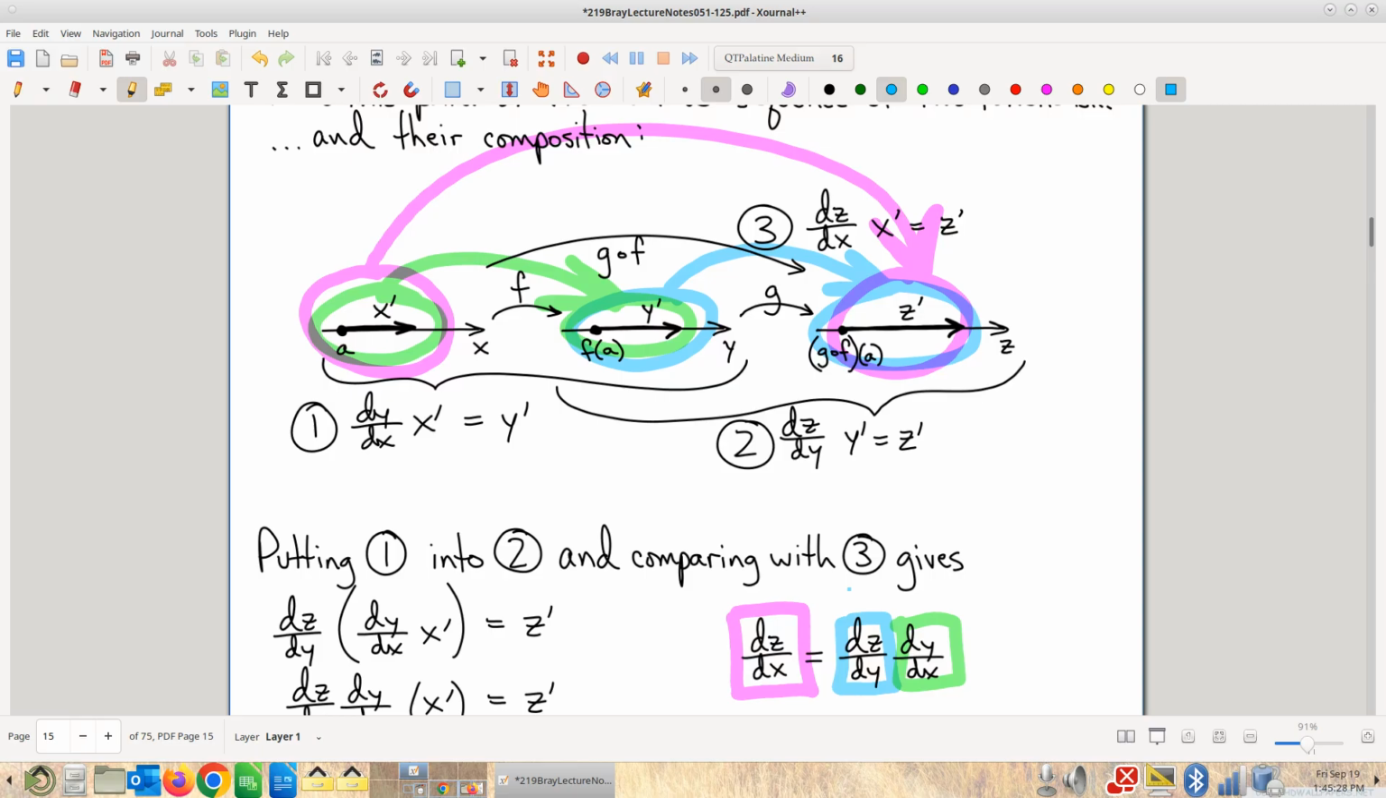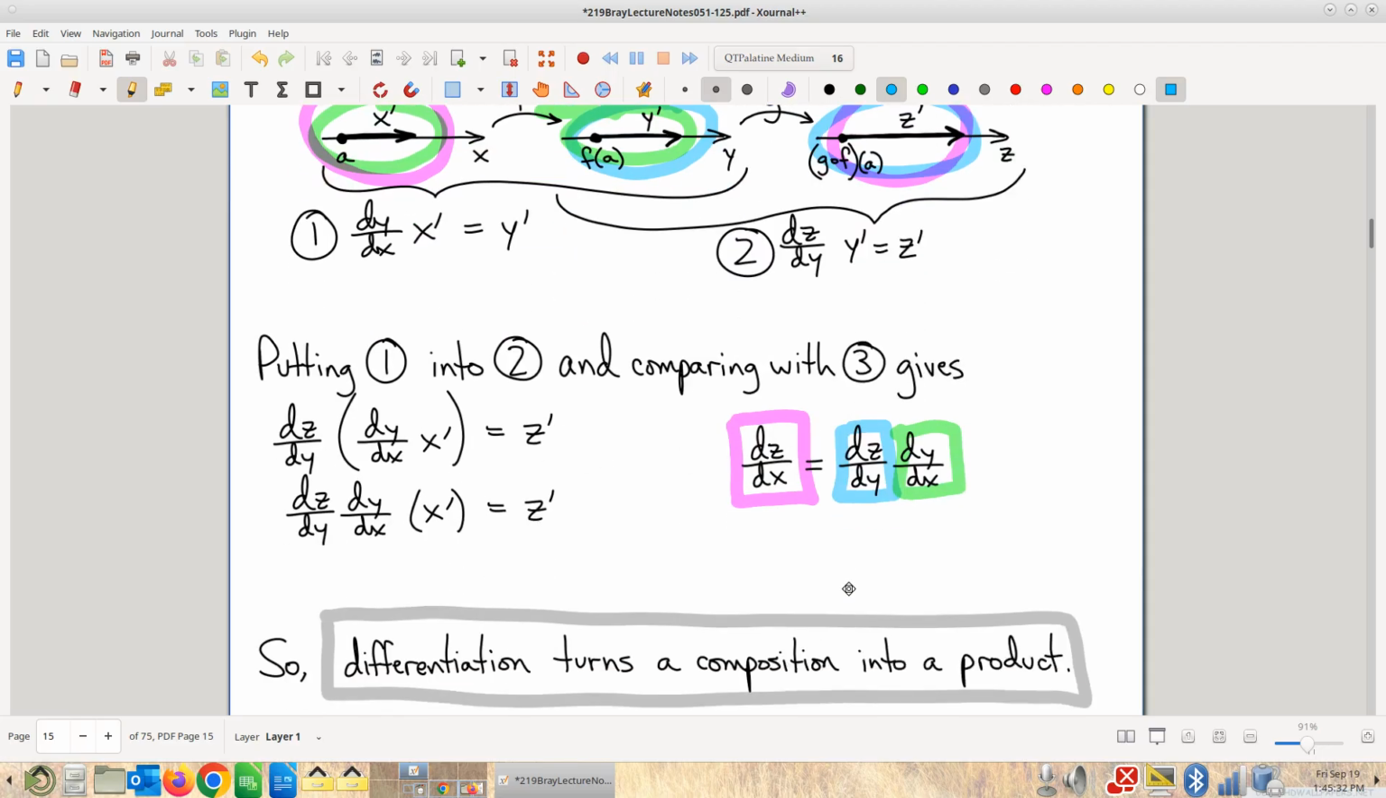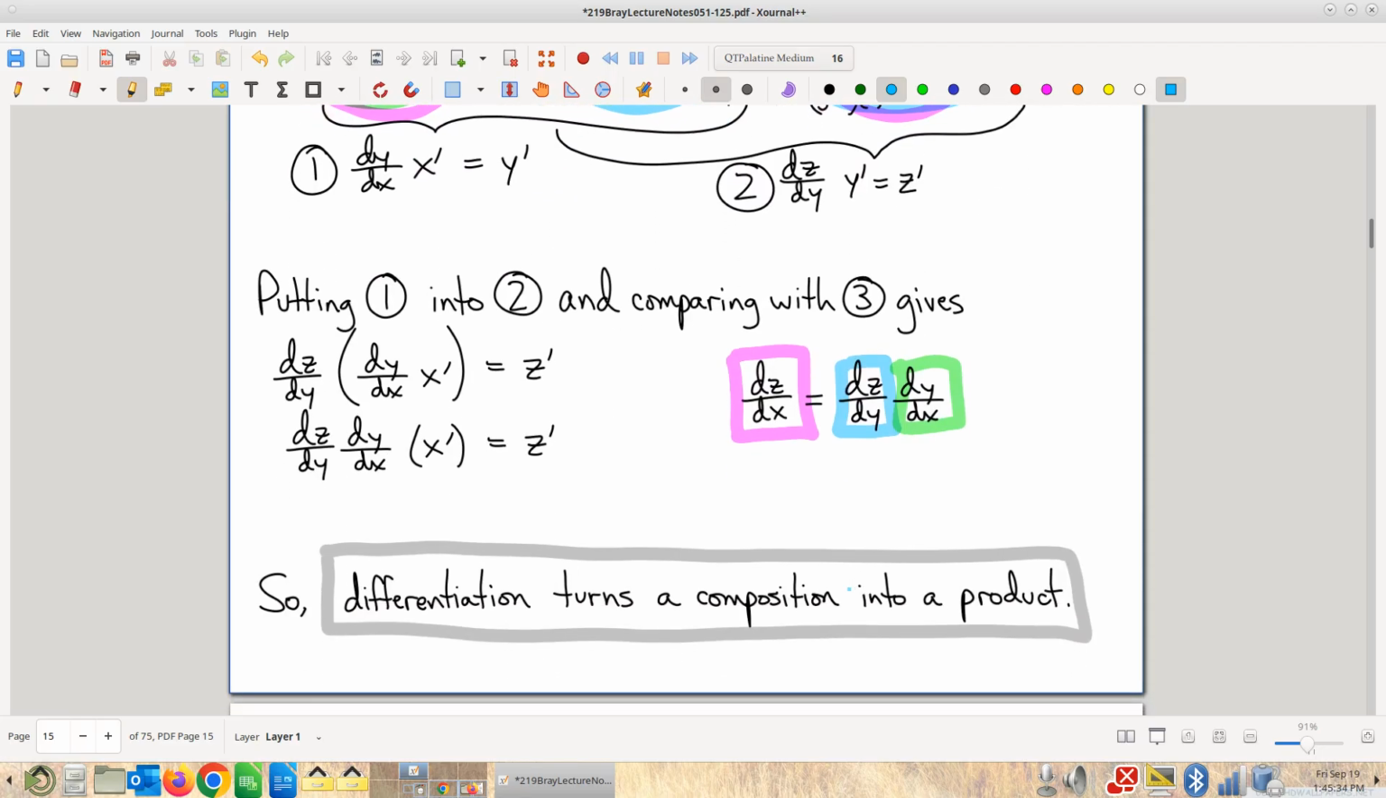Okay. I think that's very satisfying. This is one of my favorite takes on the chain rule. For whatever it's worth, keep in mind that viewing z as a function of x is a composition. And when I'm talking about its derivative, we get a product of the individual derivatives. So one way to say this is that differentiation turns a composition into a product. I'll come back to that in a bit.